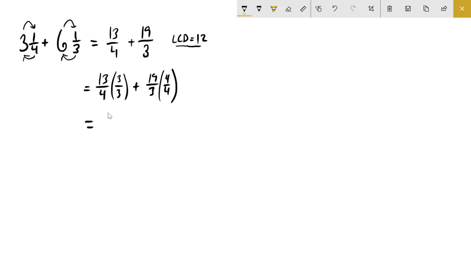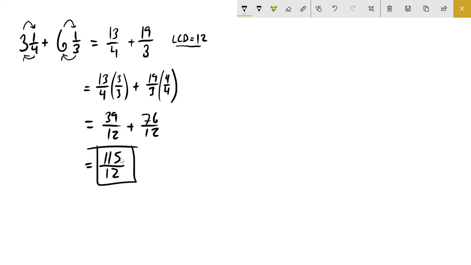So 13 times 3 is 39/12. And then 19 times 4 is 76. 76/12. Now we can add them together. So 39 plus 76 equals 115/12. That's technically not wrong because that's the answer.